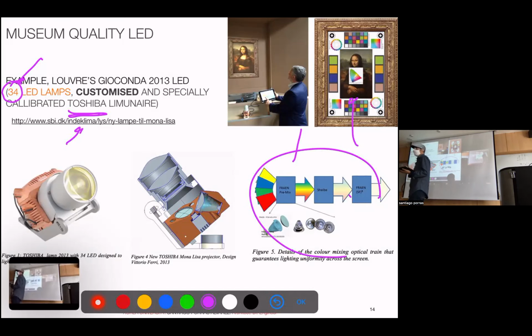We have to assume that Gioconda was painted with the daylight, with sunlight. Sunlight nowadays changed a little bit, but it's mostly the same as it was 400-500 years ago. Right? So that's only to let you know that you can have very good quality light with LED, but it comes at a cost. Right? Don't believe those cheap LED which have very good quality color rendering.